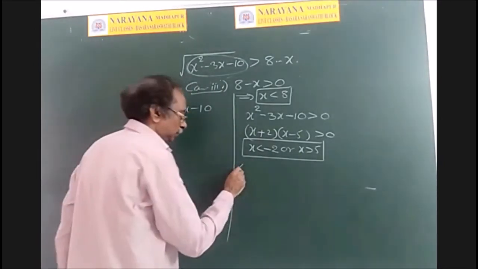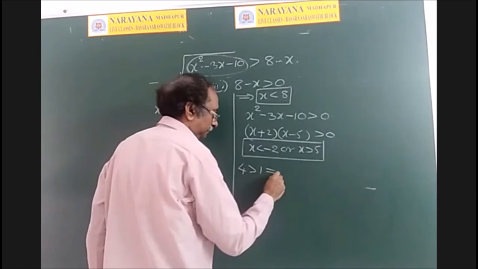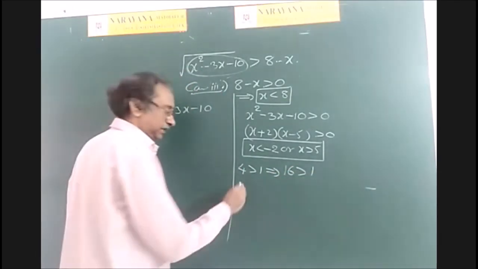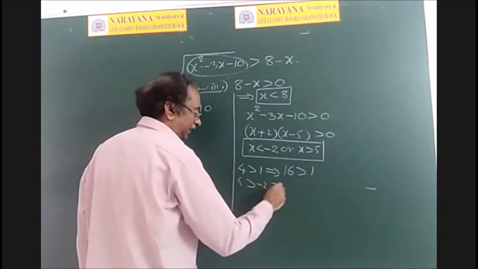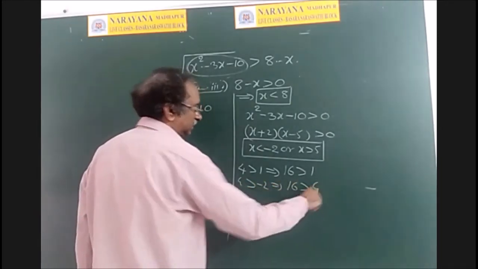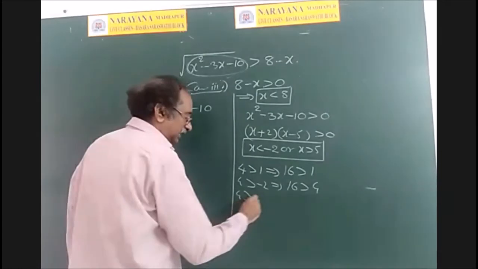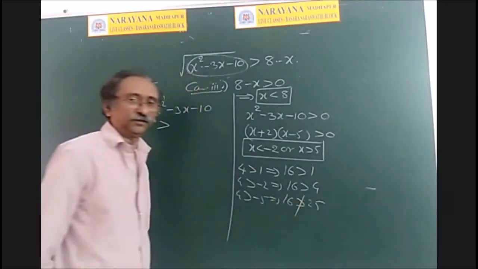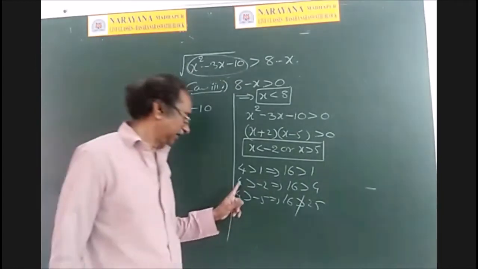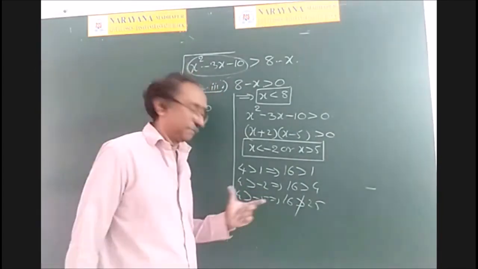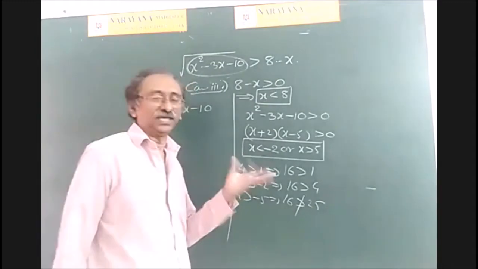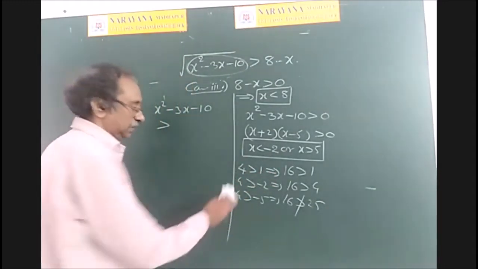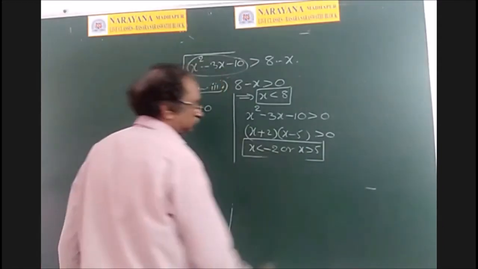See this one, 4 greater than 1. Definitely 16 greater than 1. Right? And 4 greater than minus 2. Okay, 16 greater than 4. But 4 greater than minus 5, but 16 is not greater than 25. Therefore, if one is positive and one is negative, by squaring them, we cannot say which is greater without knowing the numerical values. So that's why we have to use these cases.